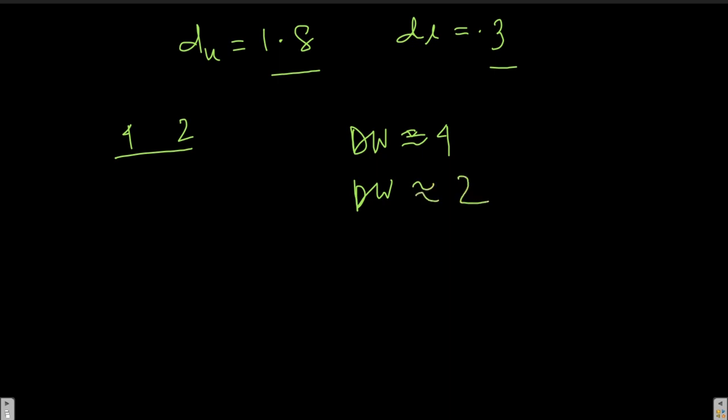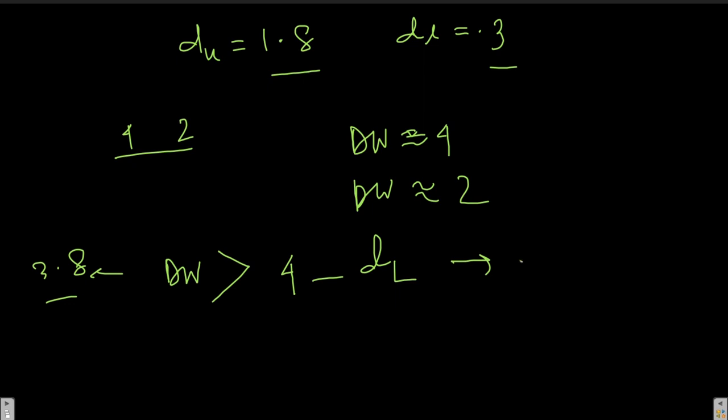Now for negative autocorrelation, this is how we create the decision rule. If my dw stat is greater than 4 minus dl, and dl is a small quantity, let's say 0.3, then if my dw is greater than 4 minus 0.3, that is 3.7, and my dw is something like 3.8, then I will say there is significant negative autocorrelation.